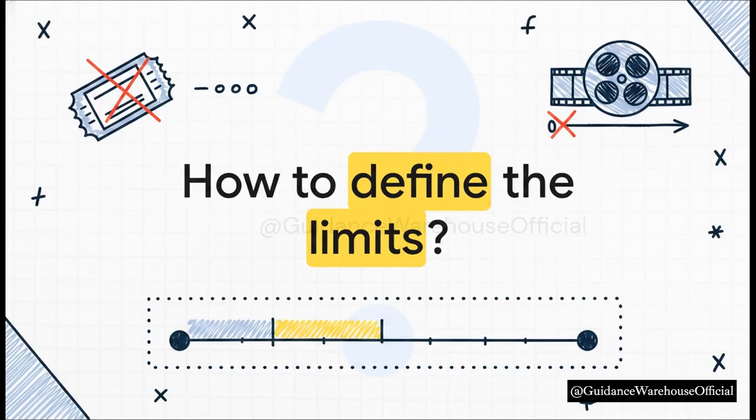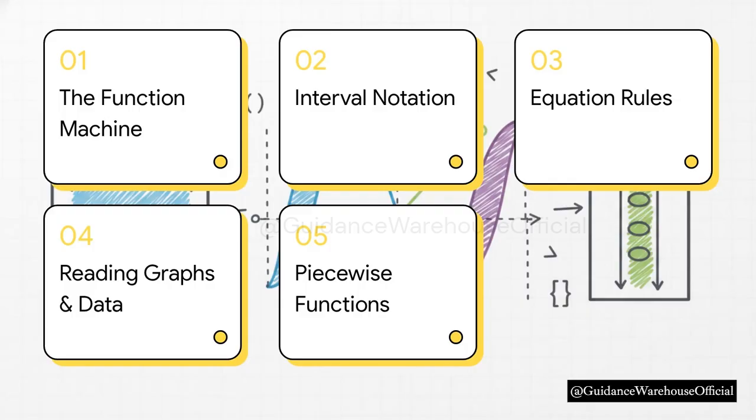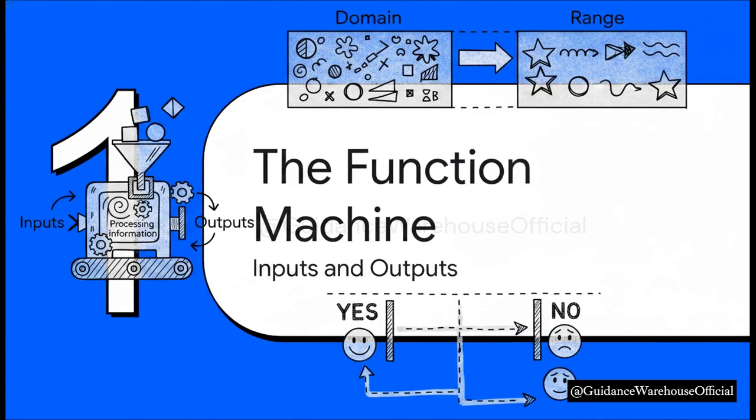permitted. We need boundaries. By the end of this explainer, you're going to completely understand the concept of mathematical boundaries, the formulas behind them, and exactly how to apply these concepts to real life. We are covering 1. The function machine, 2. Speaking math, which is interval notation, 3. Equation rules and restrictions, 4. Reading graphs and data, and 5. Tackling piecewise functions.